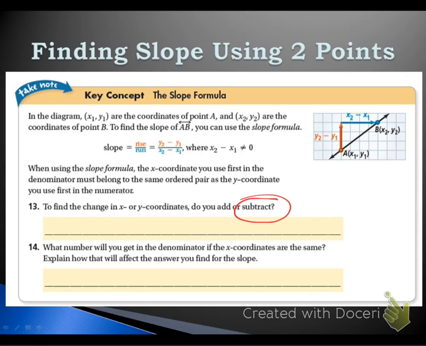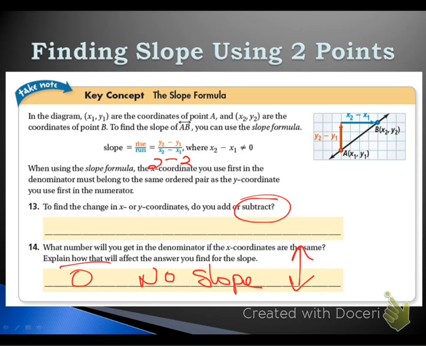Well, if the x coordinates are both the same, for example, if you had 2 and 2, wouldn't you always get 0? So how would that affect your slope? Well, if your x coordinates are the same, and you get a denominator of 0, can you ever divide by 0? No. So this is a time when you would always have no slope. And even if you didn't see the graph, you would know that the line would be vertical.